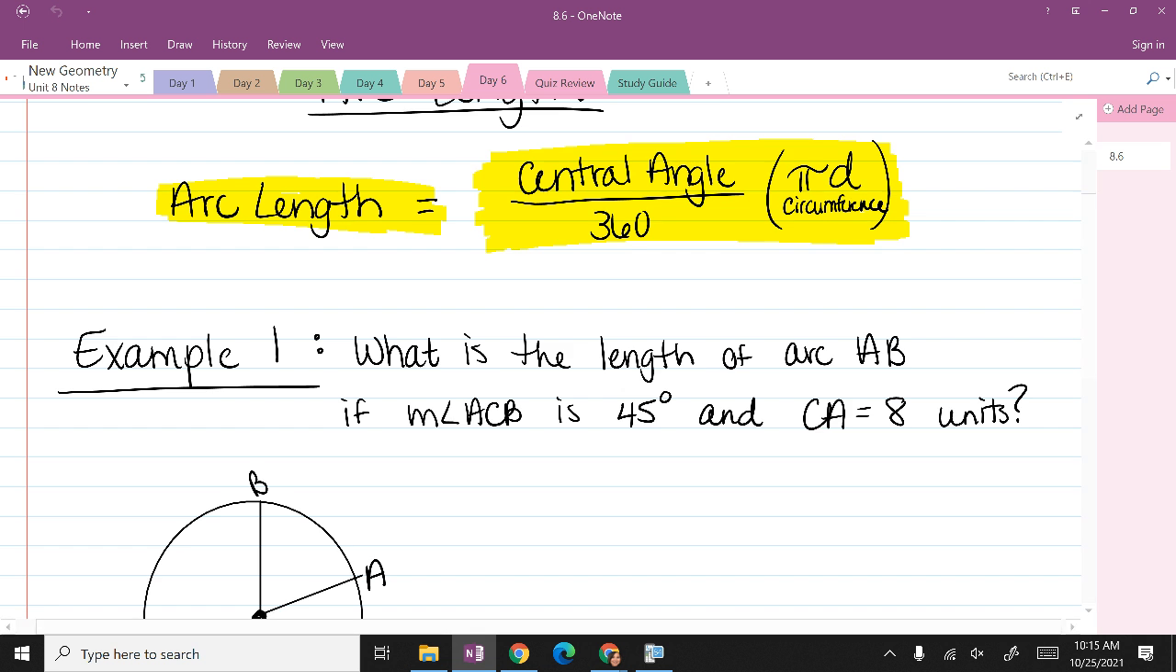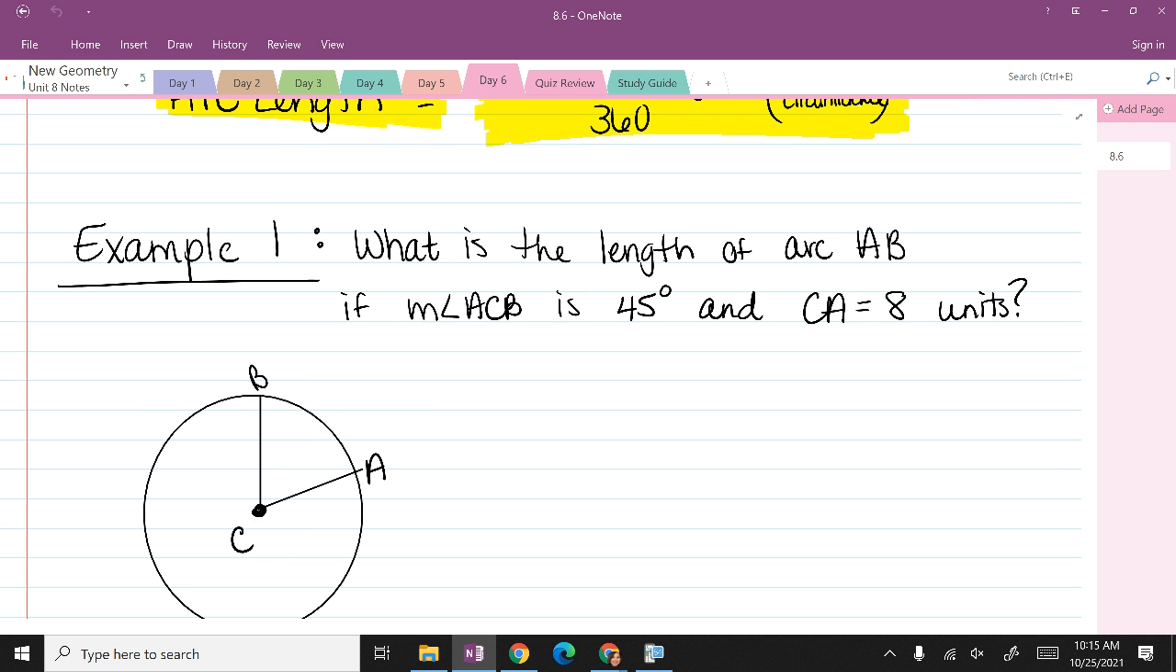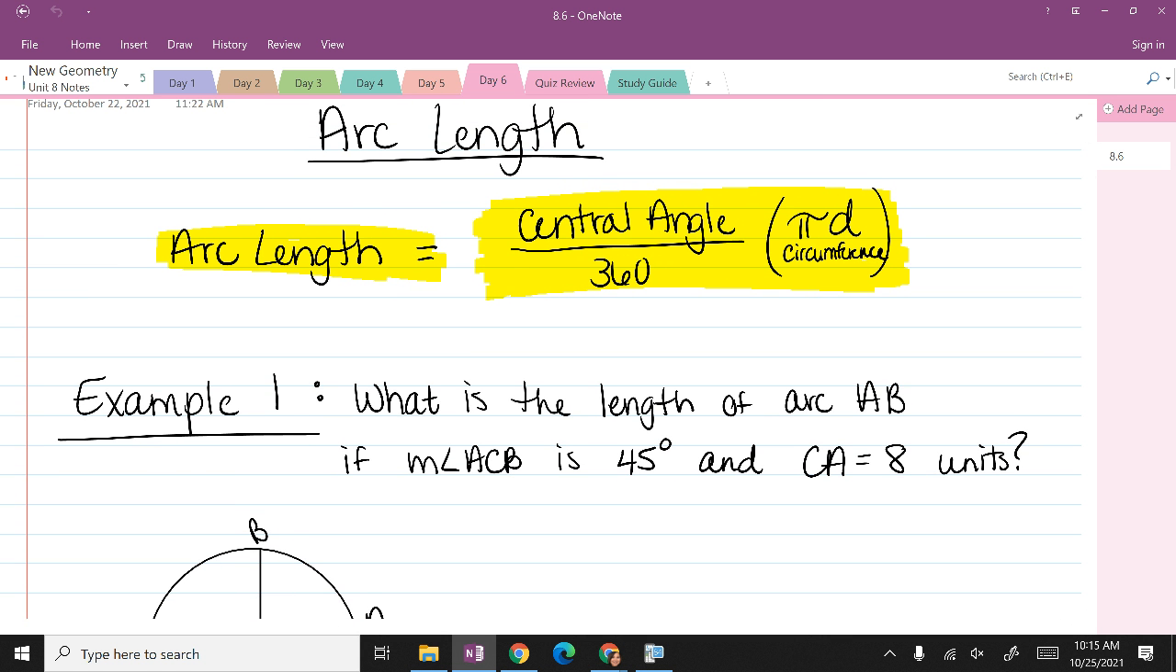So like on this example right here, we have circle C. I'm going to find the measure of the arc length from B to A, which is going to be quite a bit less than the circumference of the whole circle. So our formula for finding that length of an arc is going to be the measure of the central angle over 360 times pi times diameter. And pi times diameter, what's that the formula for? The circumference of a circle.